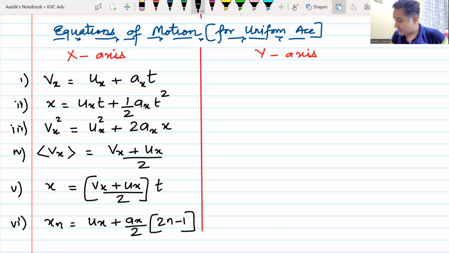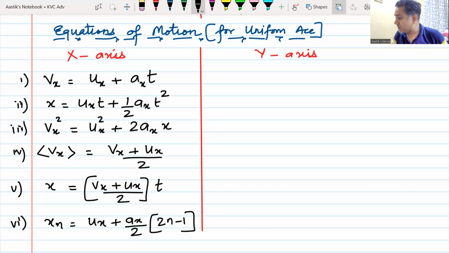Do we understand these equations? Yes or no? Do we remember these equations, my dear friends? Anyone having any doubt? Please raise.